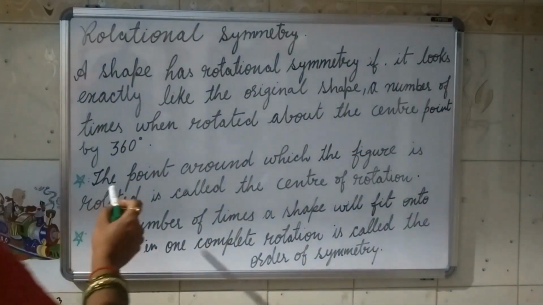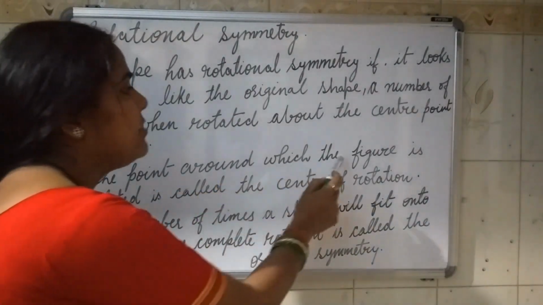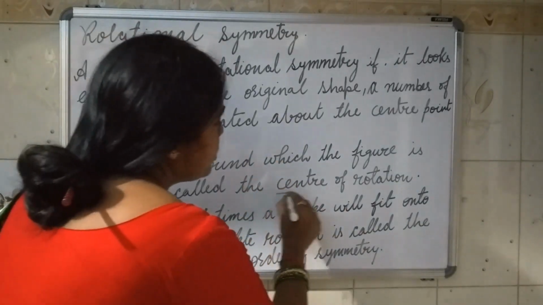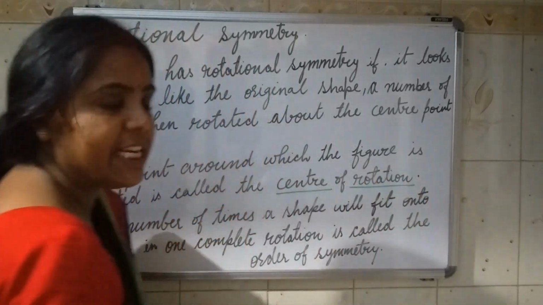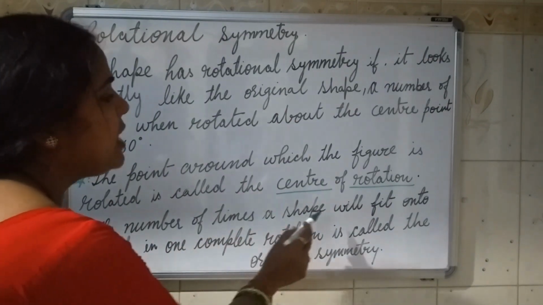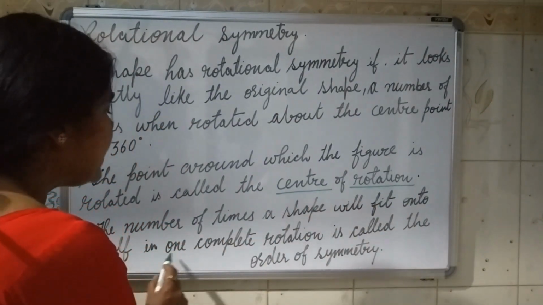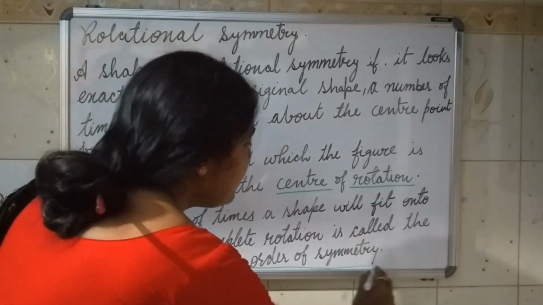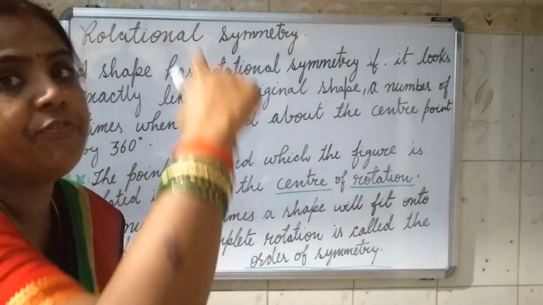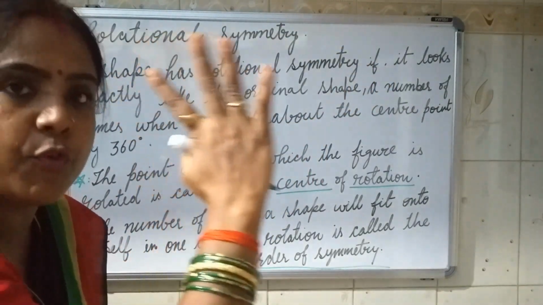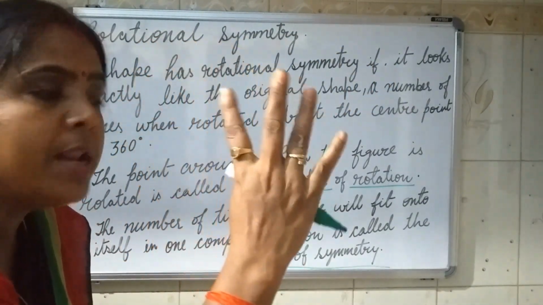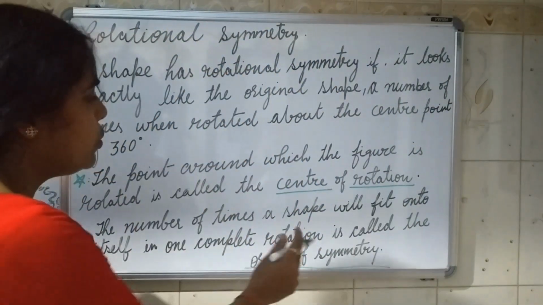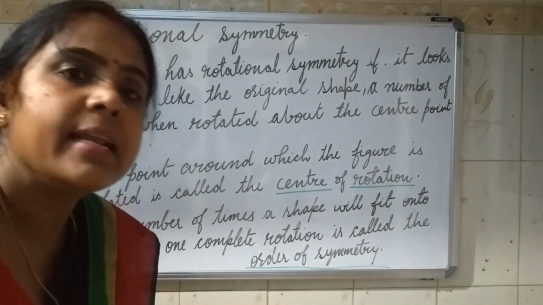Now, the second point: the point around which the figure is rotated is called the center of rotation. This is called the center of rotation. Then the number of times a shape fits onto itself on complete rotation is called the order of symmetry. Means how many times it fits. In a square it fits 4 times, so rotational symmetry of order 4. A rectangle fits 2 times, so rotational symmetry of order 2. So all these definitions, you write down in the classwork copy.